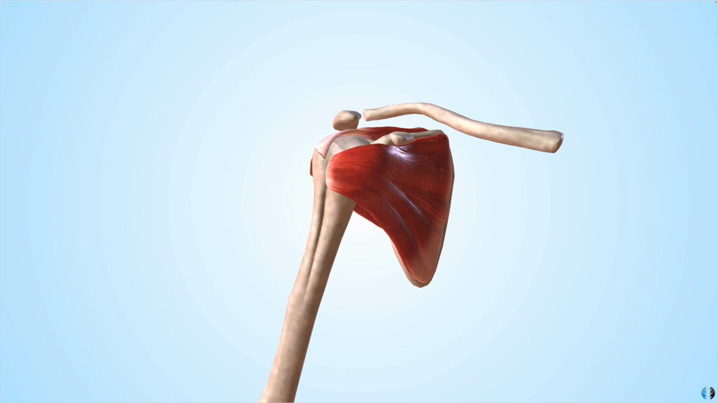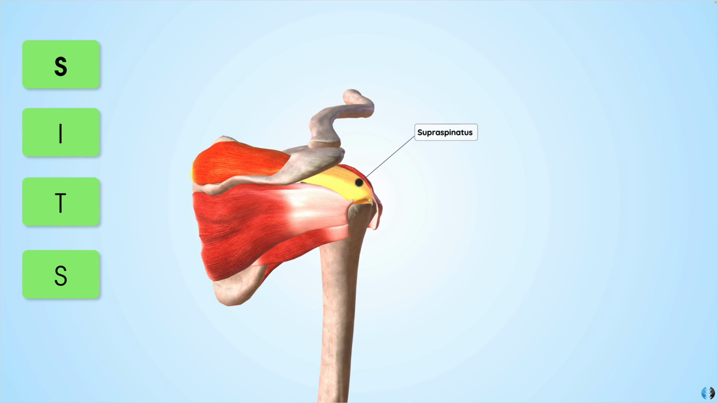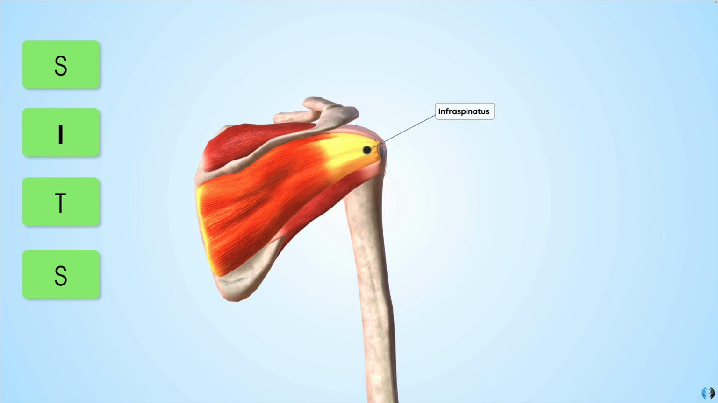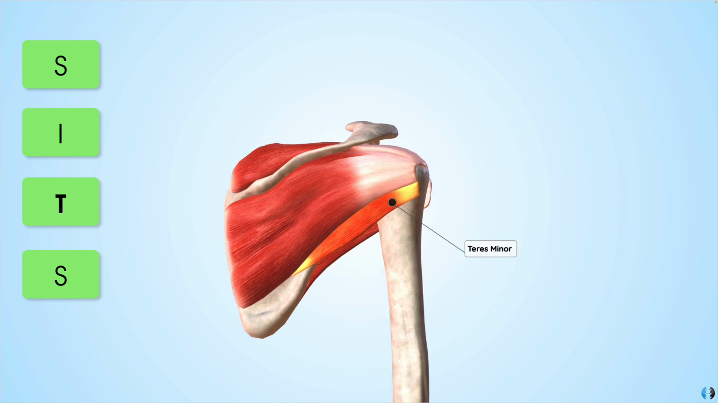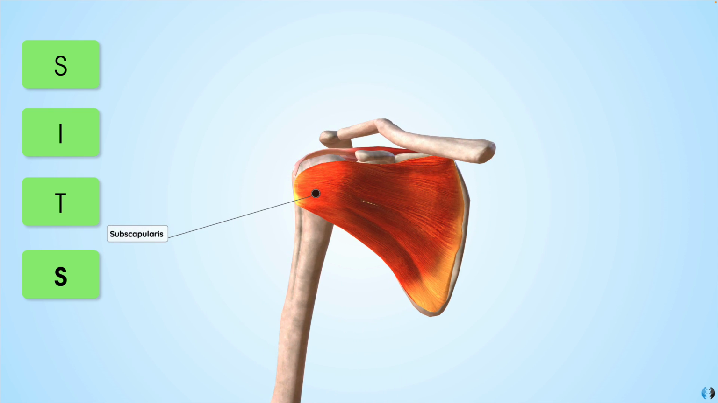So before we dive into the exercises, let's start with some really important points of the anatomy of the rotator cuff using our 3D anatomy model. So first of all, we have 4 rotator cuff muscles, which we can remember with the acronym SITS. S stands for supraspinatus, I stands for infraspinatus, T stands for teres minor, and the final S stands for subscapularis.